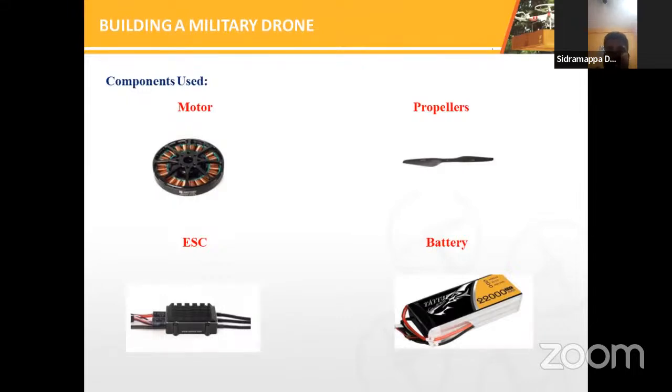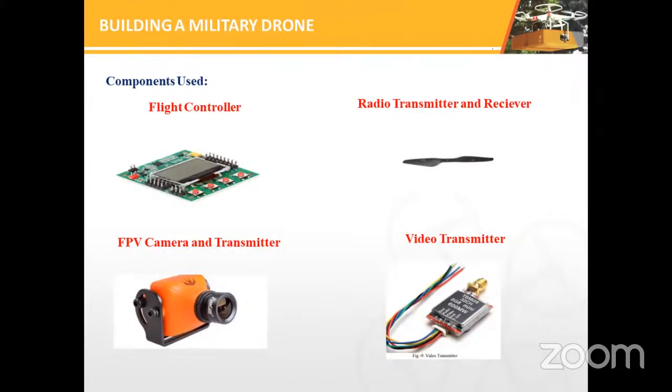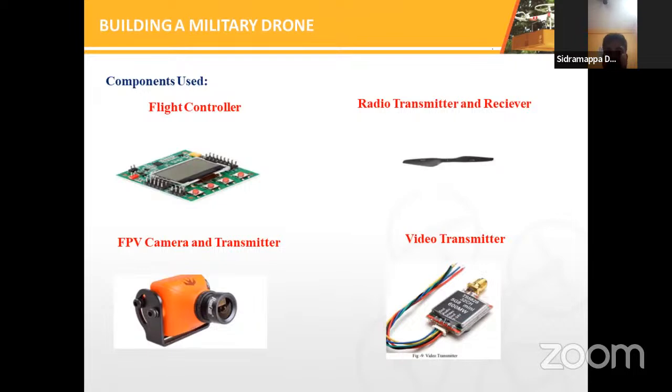And then ESC, the flight controller. ESC, electronic speed controllers, are devices that allow drone flight controllers to control and adjust the speed of the electric motors. A signal from the flight controller causes the ESC to raise or lower the voltage to the motors as required, thus changing the speed of the propeller. Next, video transmitter.